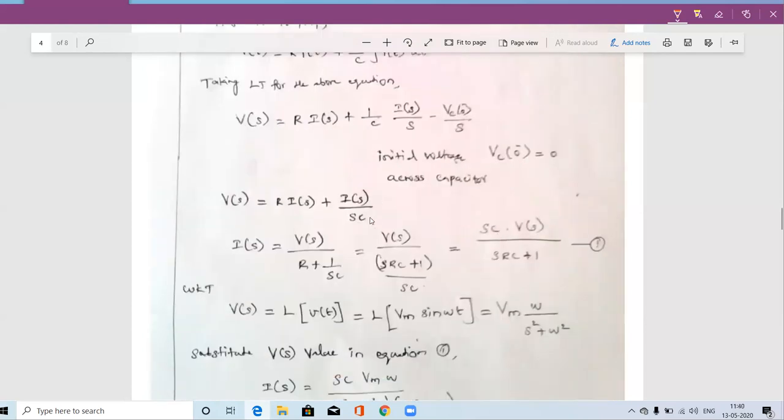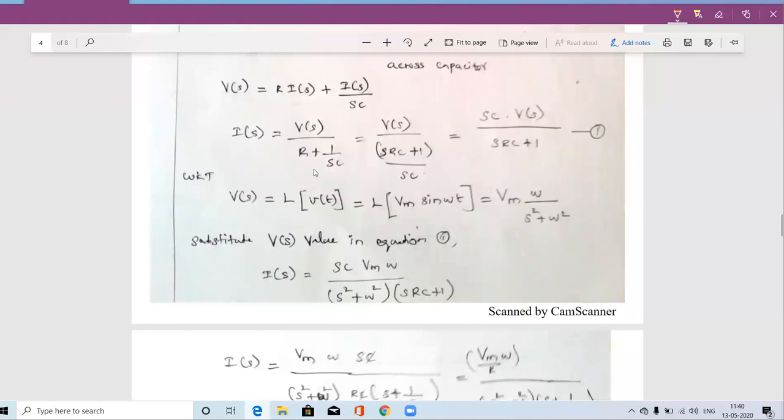Okay, so similarly, you just take I of s common and from this the I of s can be written as like this, correct?